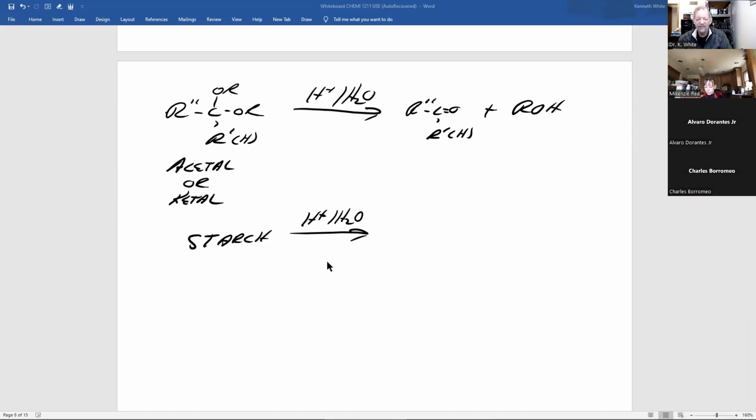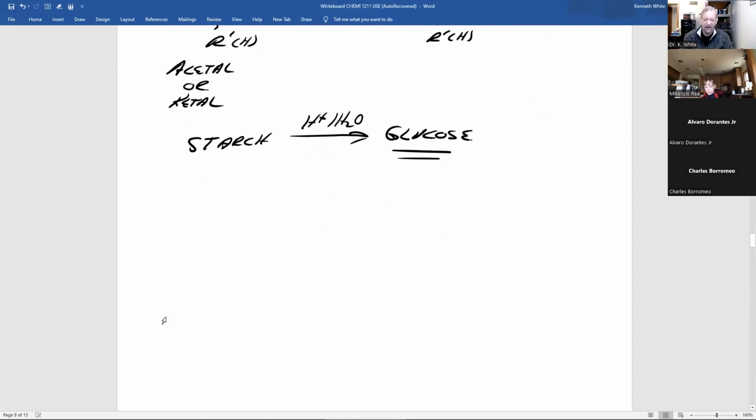All right, and the answer is glucose. And in glucose, the alcohol and aldehyde are connected together. And why is glucose the most abundant sugar in nature? Because all the starch you eat and all the animals eat are broken down to glucose. And that's why it's the most abundant. Let's try another one.